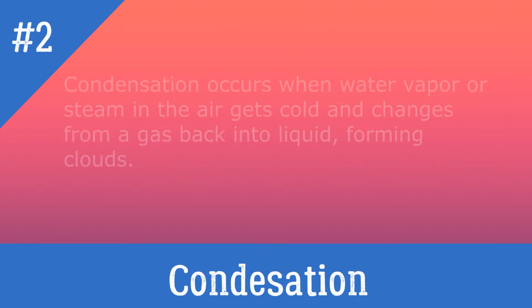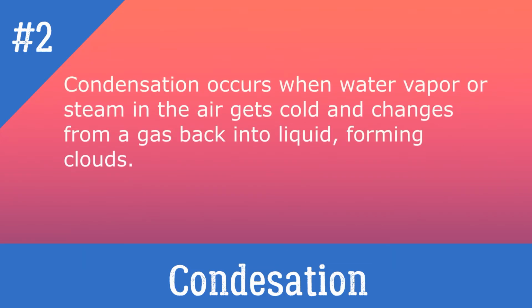condensation. This occurs when water vapor or steam in the air gets cold and changes from a gas back to a liquid, forming clouds. Now, you know, from evaporation, it is a gas because the steam, the water vapor, is coming up. Then the air gets cold, the steam in the air gets cold, and then the gas turns back into a liquid. And then this liquid forms the cloud we see in the sky.